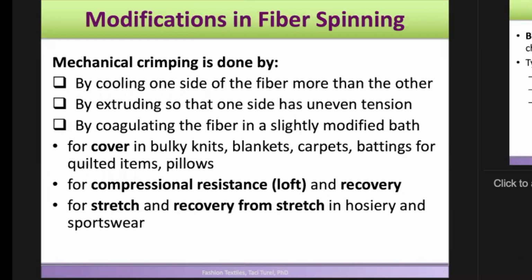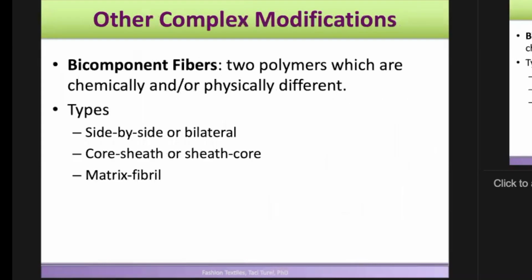You can crimp the fibers, which means you're creating waviness on the fiber. And sometimes that's necessary if you're trying to make the fiber look more like wool, or you're trying to resemble wool, or trying to make blankets, bulky knits, and so on.